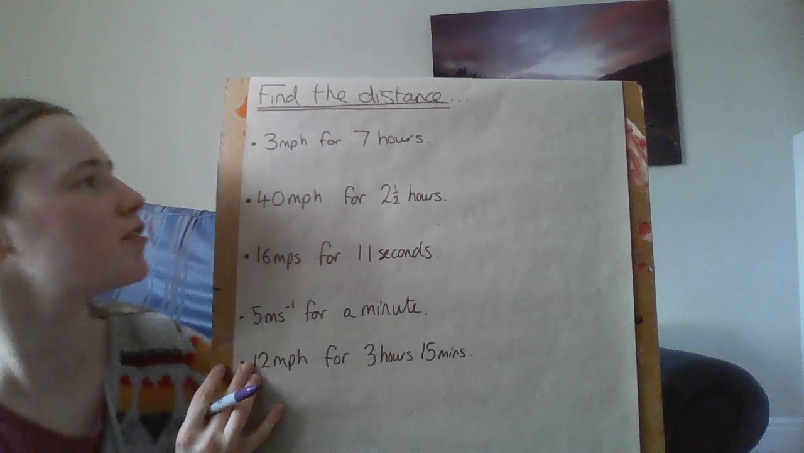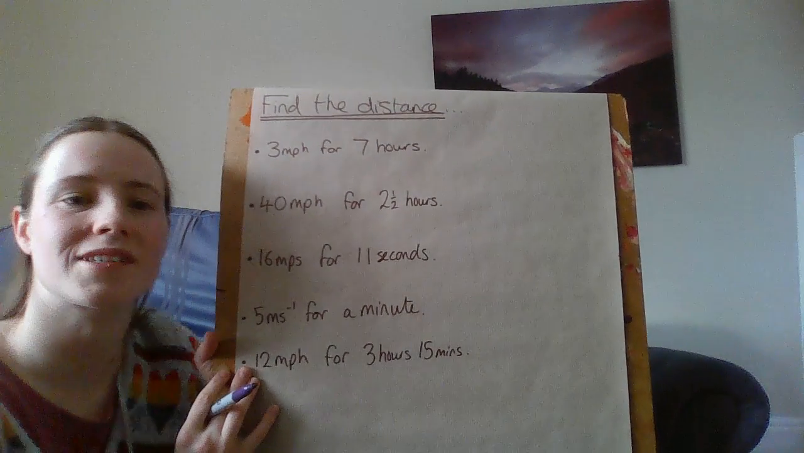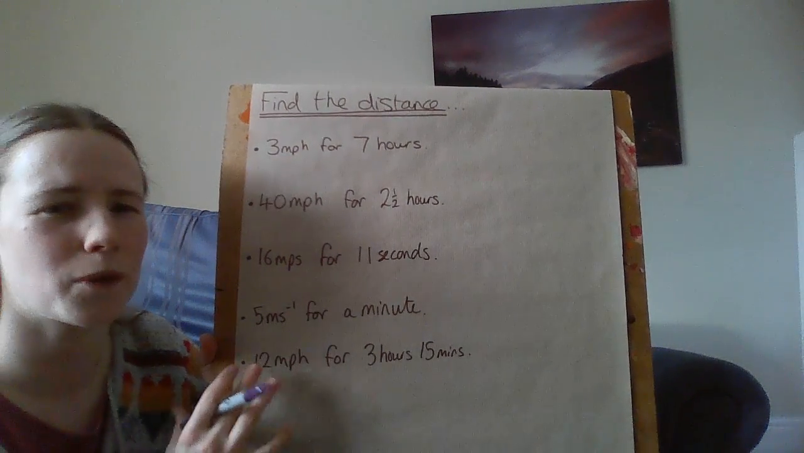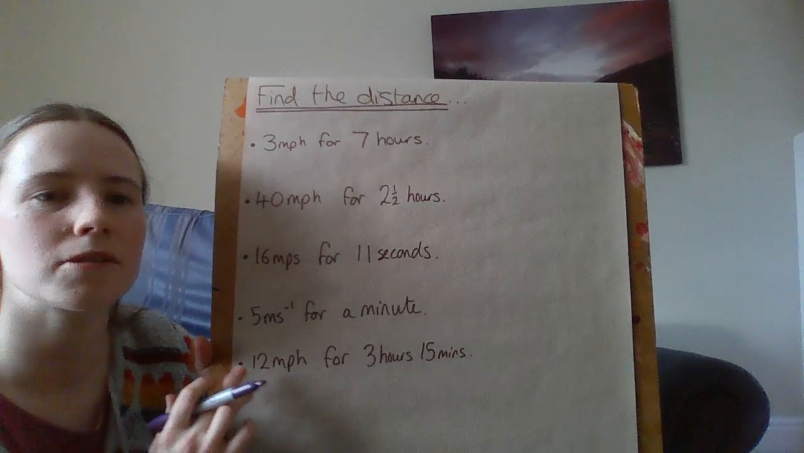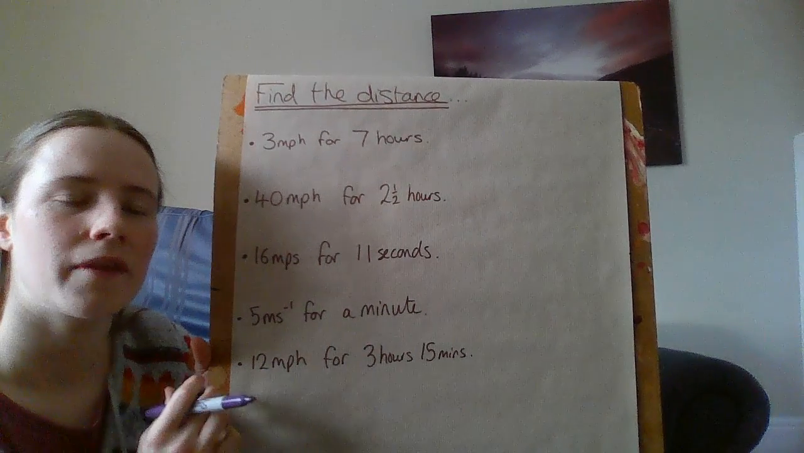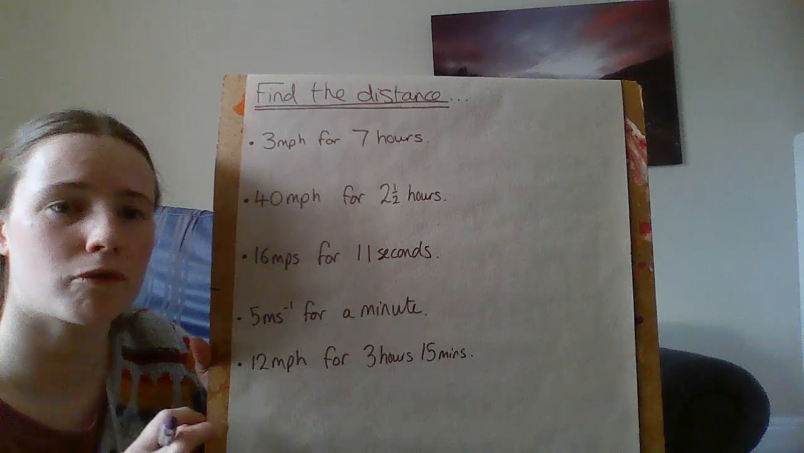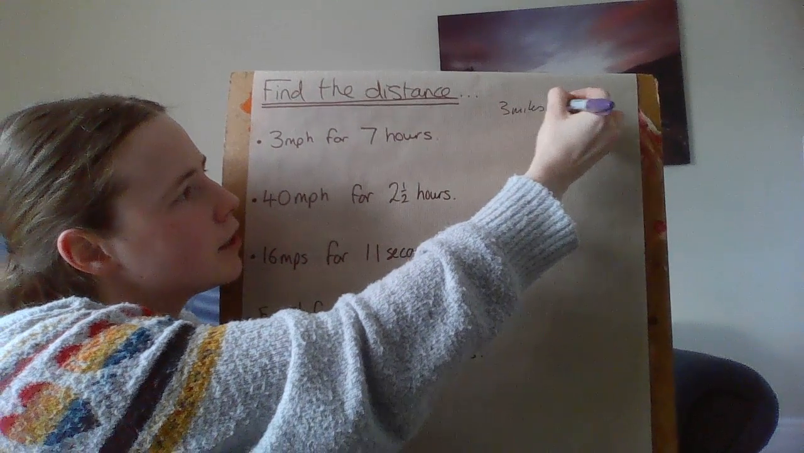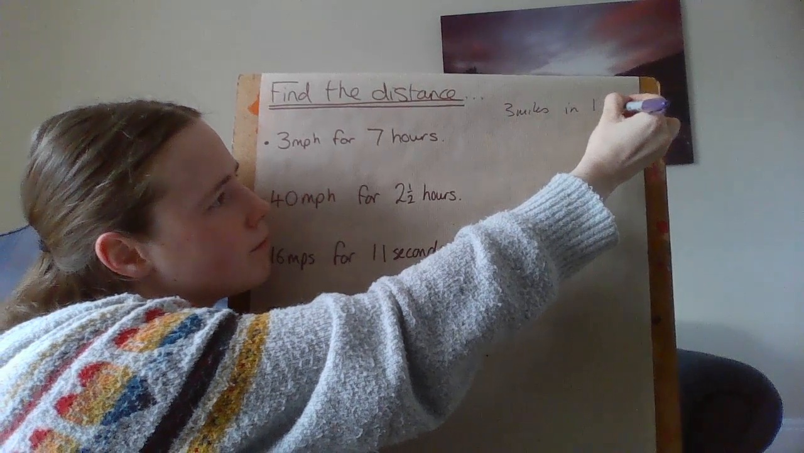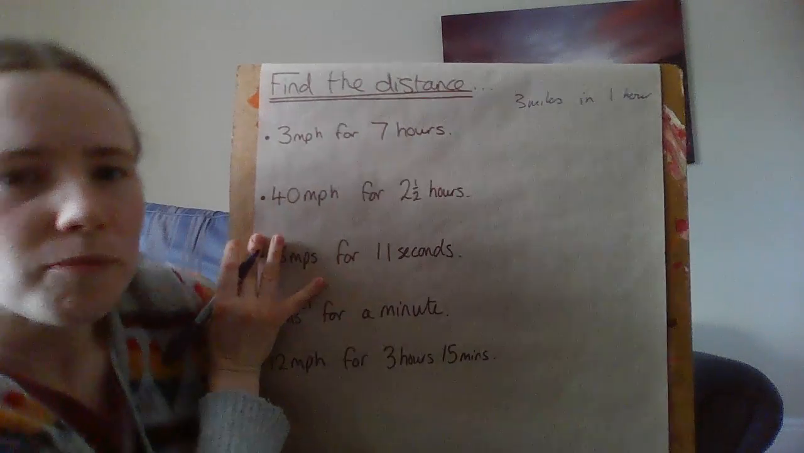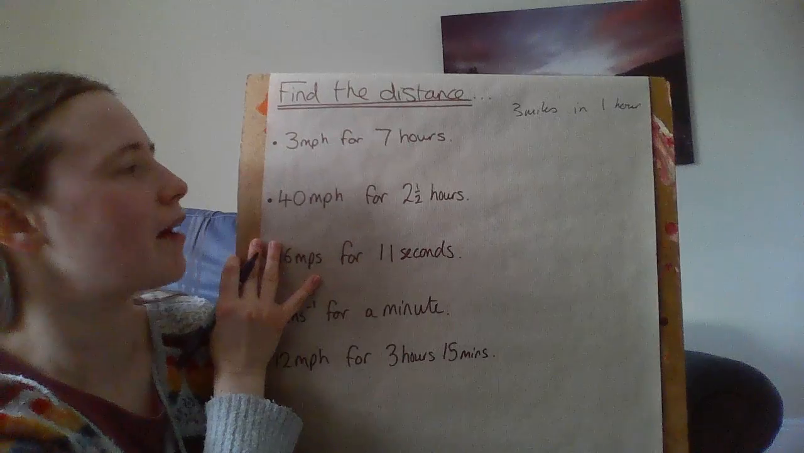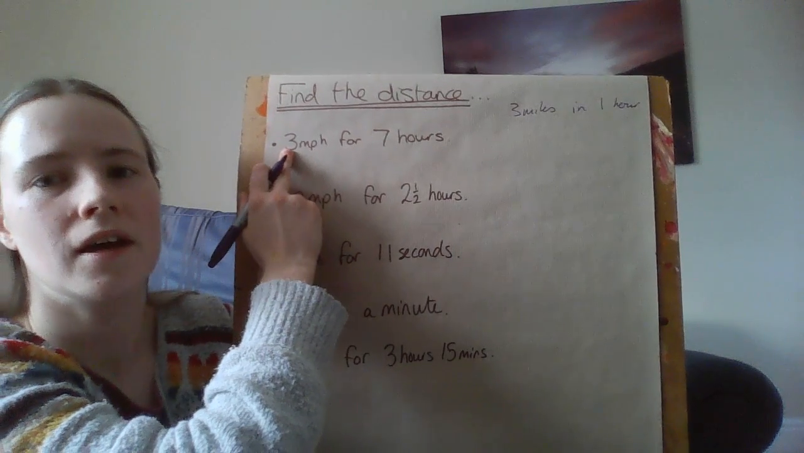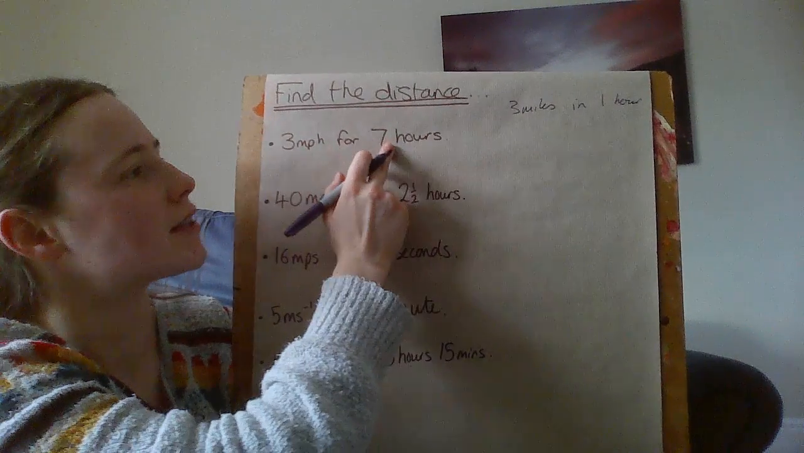Okay, so first question, 3 miles per hour for 7 hours. Okay, so it's about walking speed. So 3 miles per hour means that in 1 hour, I will have got 3 miles. So I'm going to write 3 miles in 1 hour. Okay, so I've been asked how far I'm going to get if I travel at a constant speed of 3 miles per hour for 7 hours.